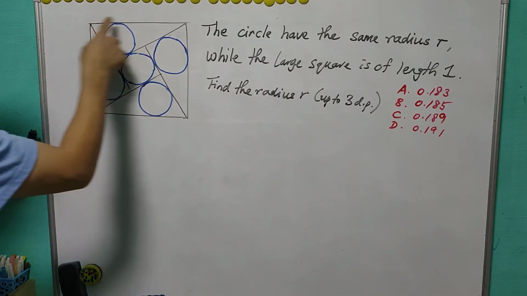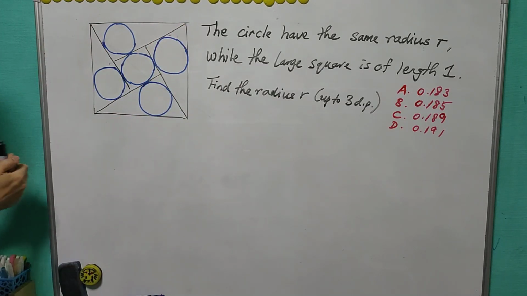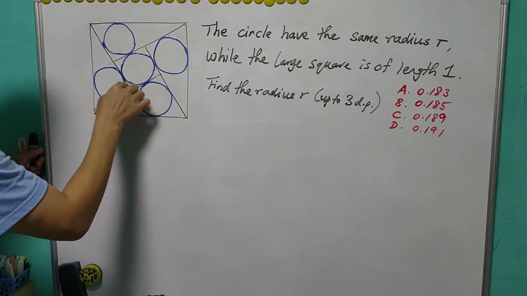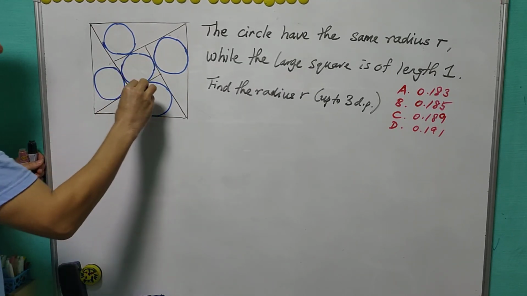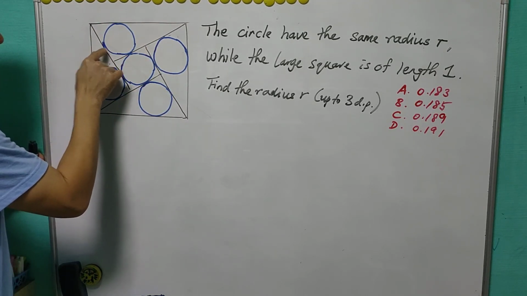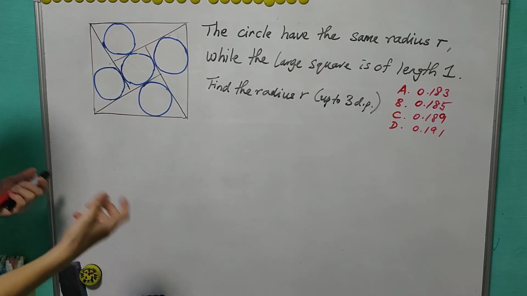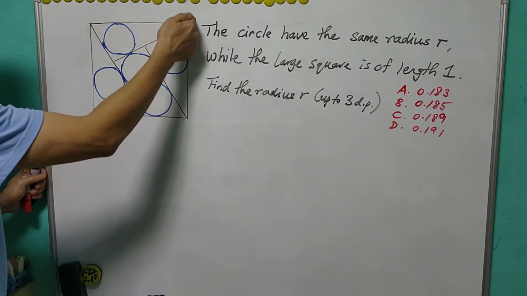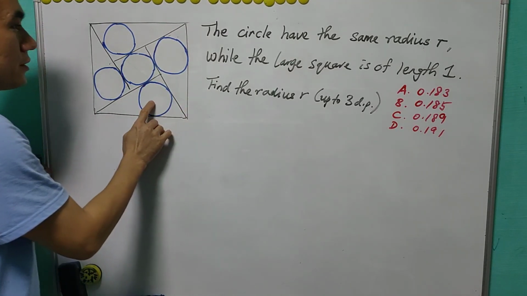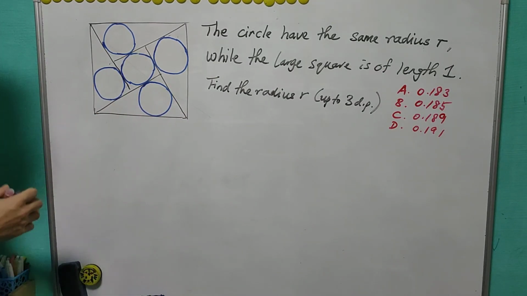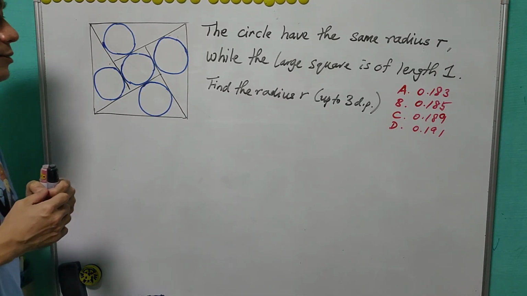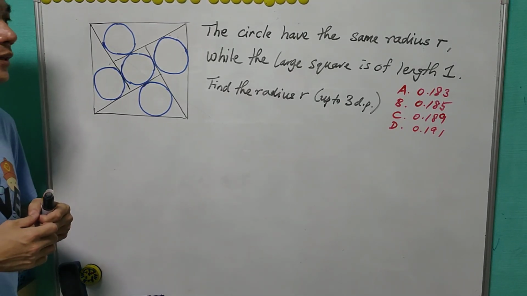For this question, we have a big square, and this is partitioned into 4 congruent triangles and a quadrilateral. After that, we place 5 identical circles into it so that it is tangent to the side of the triangle and the quadrilateral. If the length of the square is equal to 1, we also find the radius of the circle. And the options are A, 0.183, B, 0.185, C, 0.189, and D, 0.191.